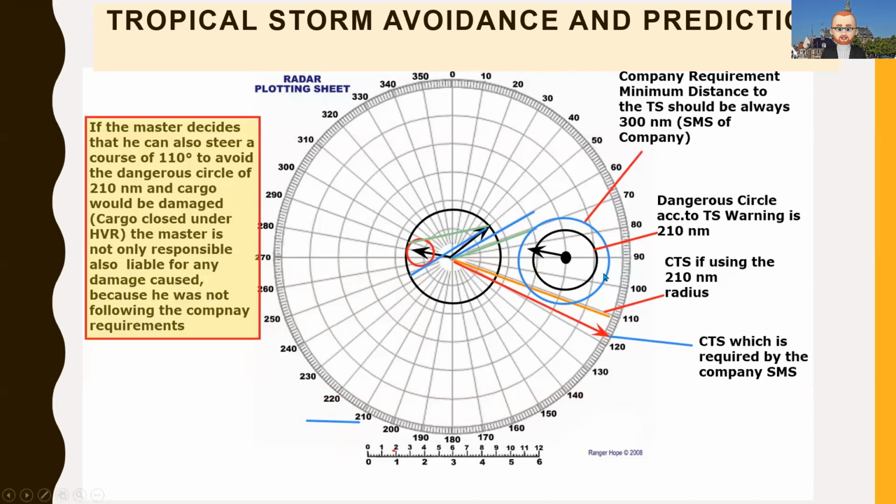So here the company cannot defend themselves by saying it is just a tropical storm, because it was foreseen that something would happen if we did not follow. So here we have to check the company requirements, whether there are certain radii which have to be included and should always be avoided or not.